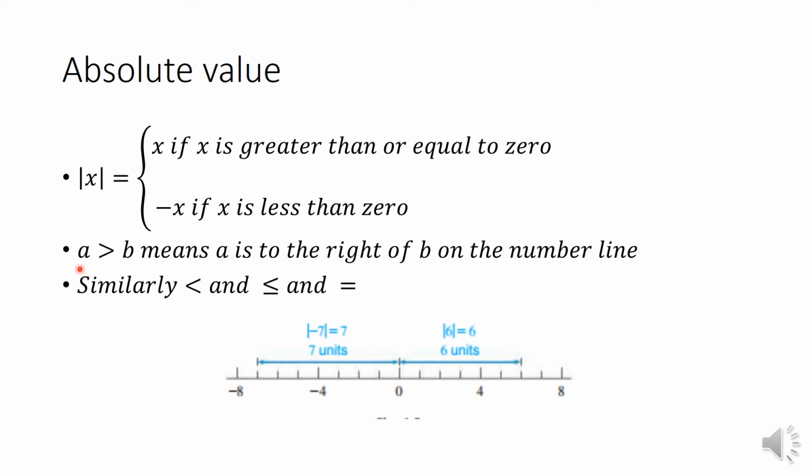We can say A is greater than B means that A is to the right of B on the number line. Similarly, we can speak about less than and less than or equal to and equal to in dealing with this order on the real number line.